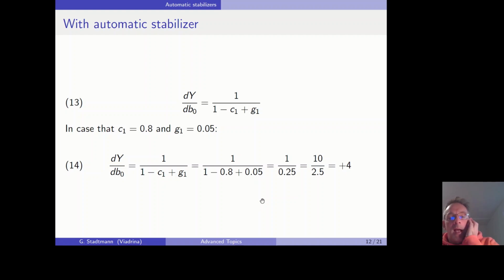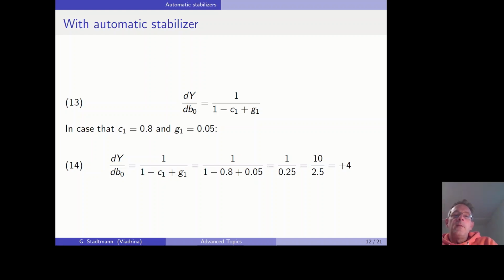So we once more assume that C1 is equal to 0.8, the same numerical value as in the last example. And then we are assuming that G1 is equal to 0.05. So how large is the multiplier now? The multiplier takes a value of 4. And hence when investment decreases by 1 unit, GDP only decreases by 4 units instead of 5.